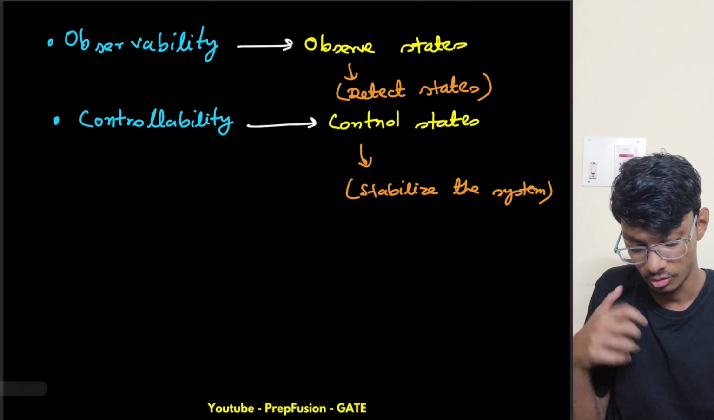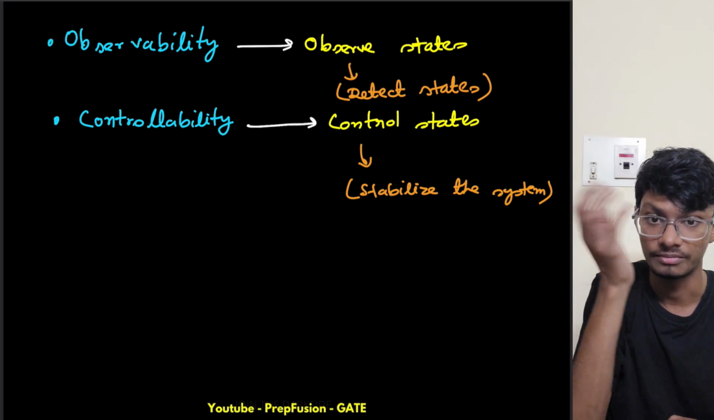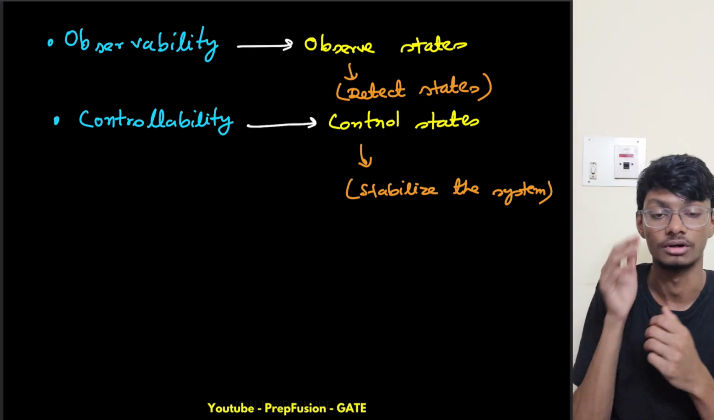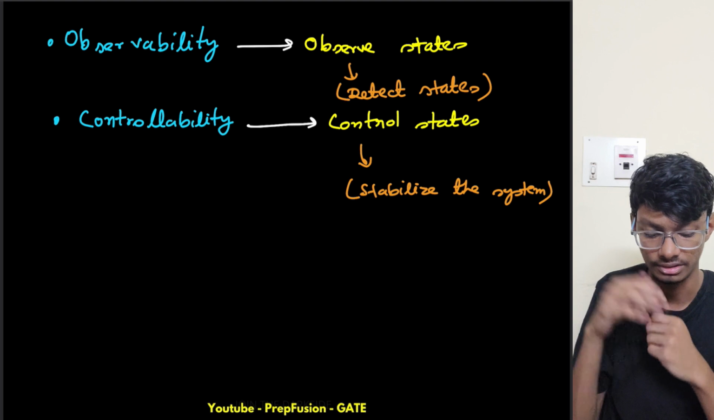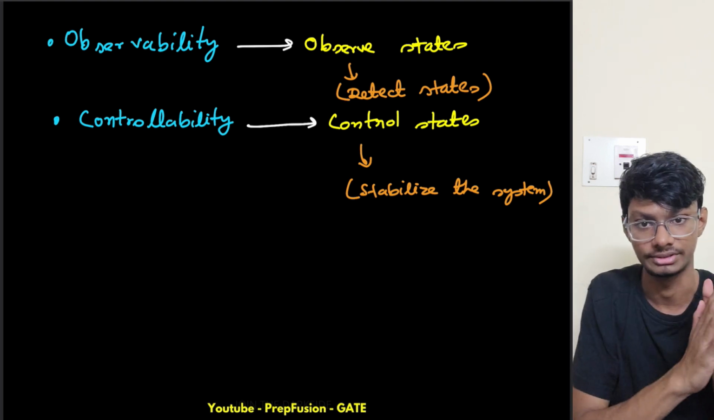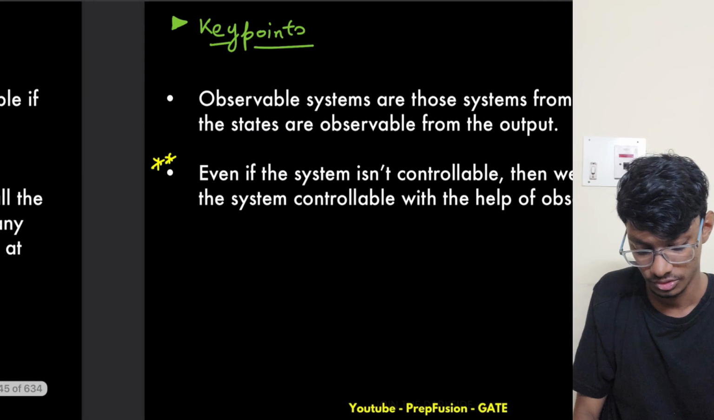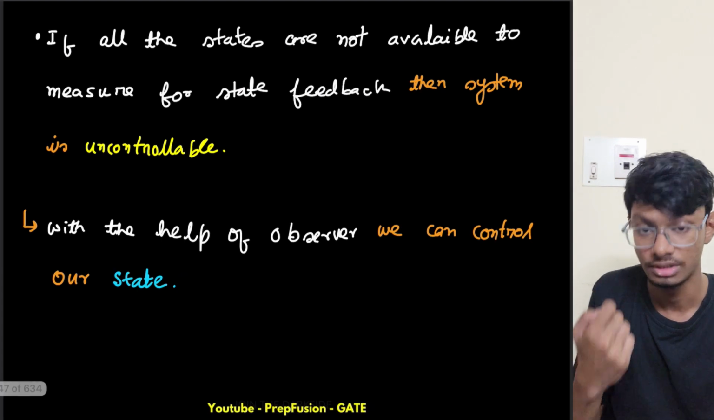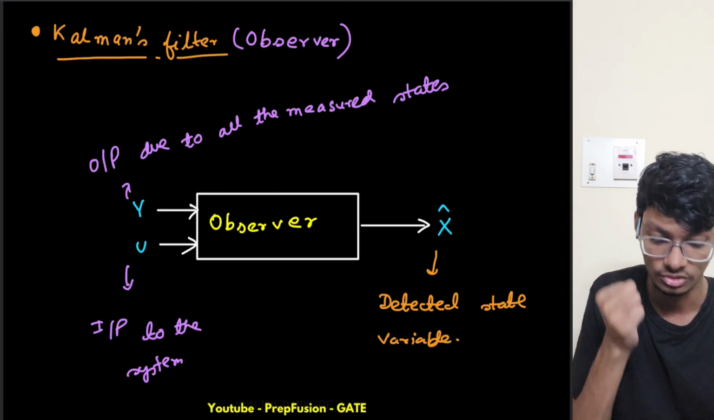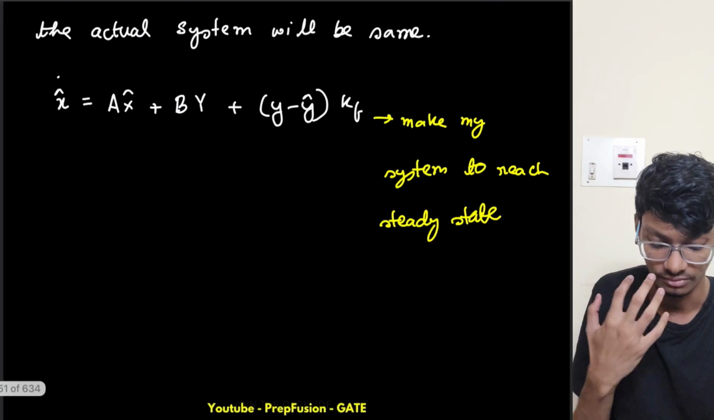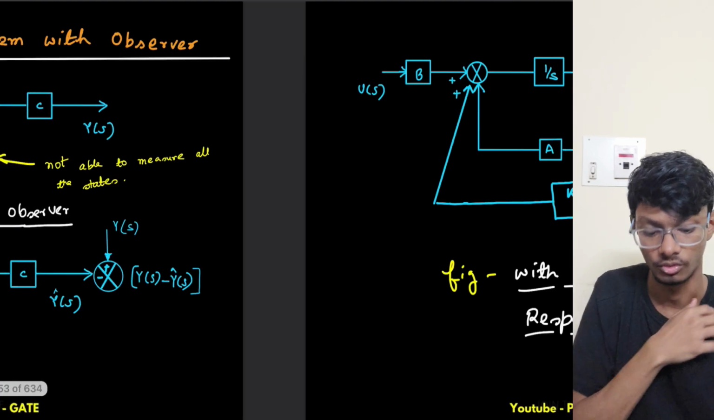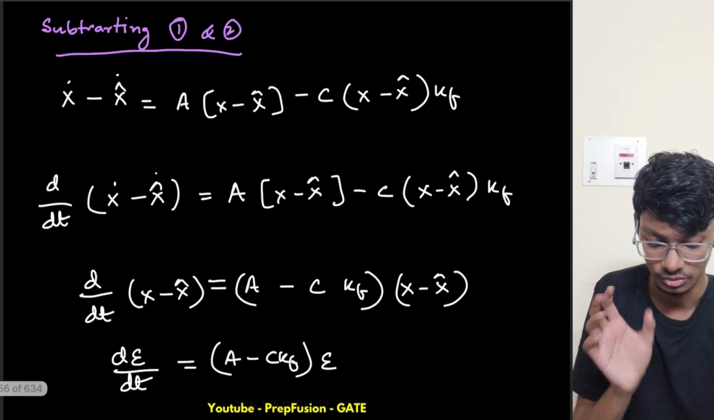So controllability means it needs to control the states, basically stabilize, and observability means it needs to observe the states. That is what we learned, a few key points. Then I told you the state diagram and how you practically do it, with the help of an observer. I drew it in a diagram, and from there we understood many things.